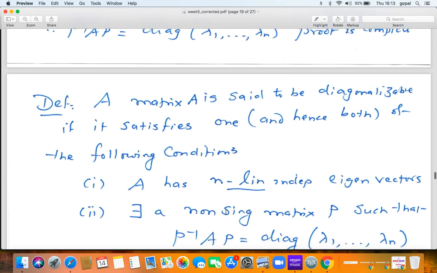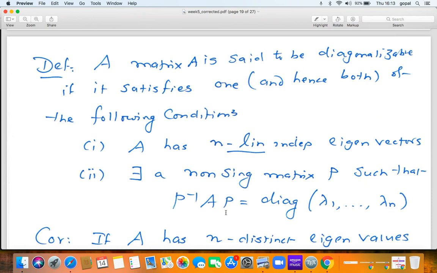A matrix is said to be diagonalizable if it satisfies one, and hence both, of the conditions: it has n linearly independent eigenvectors, and there is a non-singular matrix P such that P inverse AP is a diagonal matrix. The diagonal entries will then be the eigenvalues of A.